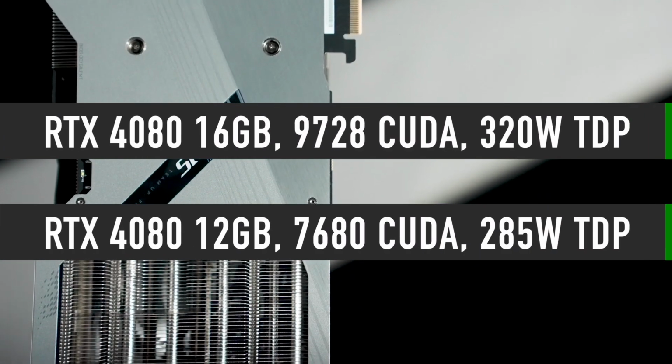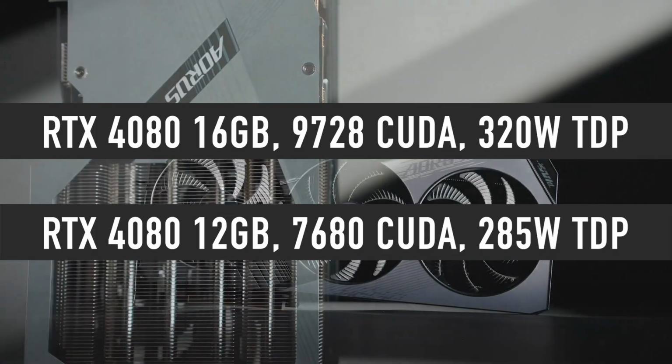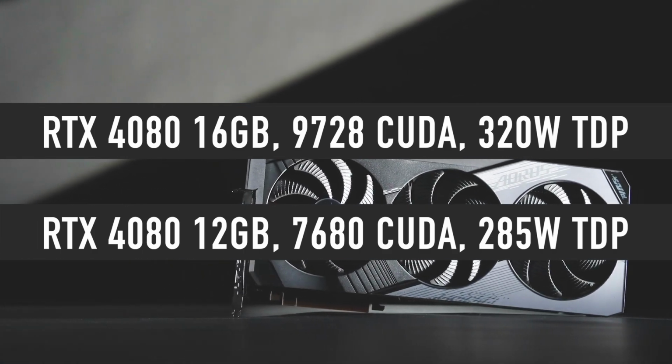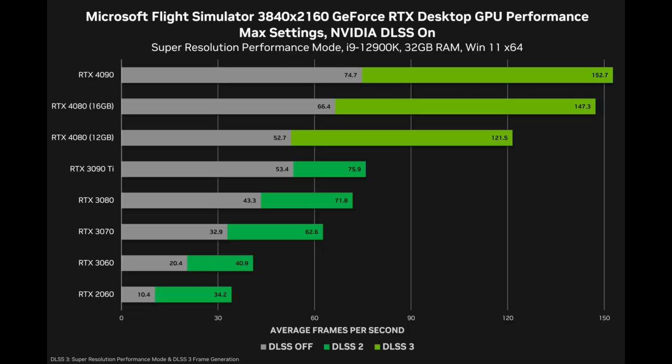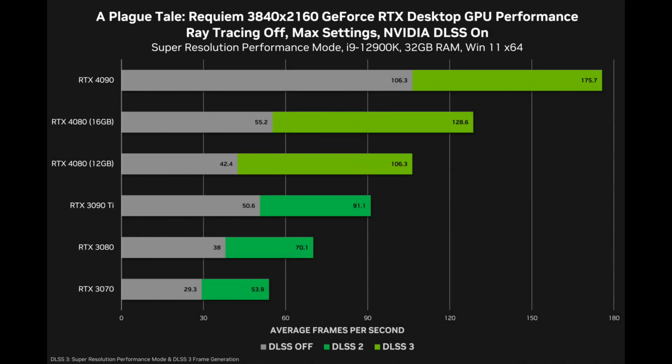Even looking at the specs, we can see a huge difference between these two graphics cards that for some reason carry the same name. And this difference becomes even more apparent when we look at the actual performance in games. While it is impressive that a 285-watt RTX 4080 12GB card is able to produce the same performance as RTX 3090 Ti in Microsoft Flight Simulator, it is still worth noting that it is 26% slower than its 16GB namesake. In A Plague Tale Requiem with ray tracing disabled, the 12GB 4080 is 30% slower than the 16GB and is closer to RTX 3080 level of performance.